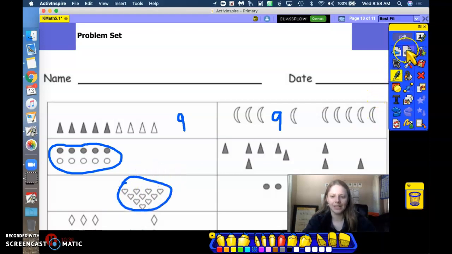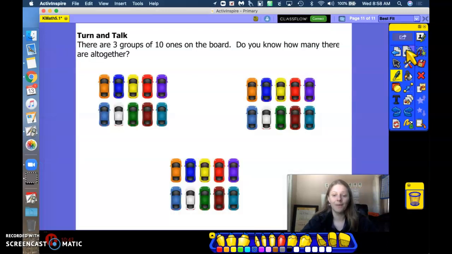Well done, friends. Being able to count and see 10 quickly is going to help you to count large teen numbers. All right, for our last problem today, I want you to take a look at the board and see if you can tell me how many cars we have all together. Now remember to use that strategy to count by tens.